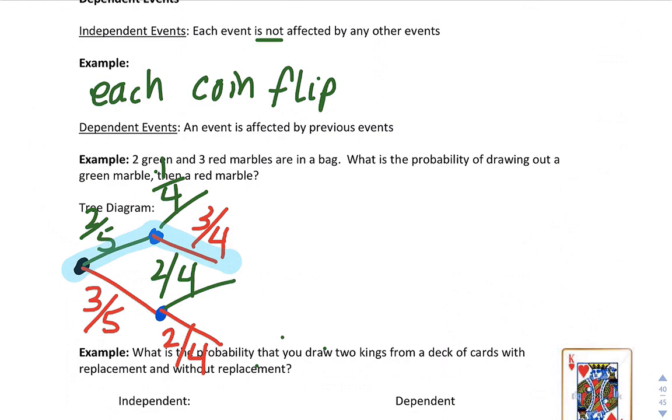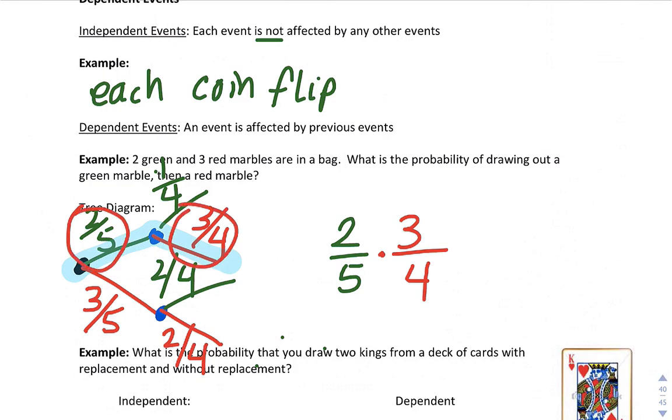Okay, here it is. We're going to multiply our events. So again, you have a 2/5 chance of drawing that green marble. And if you take one marble out, then there's 4 marbles left, but then there's still 3 red marbles. So you can see right there we multiply the probabilities. And if we do that, we would get 6 out of 20.